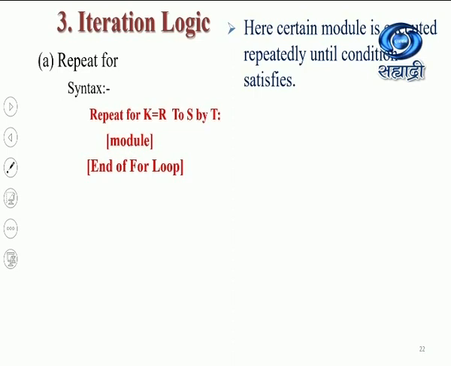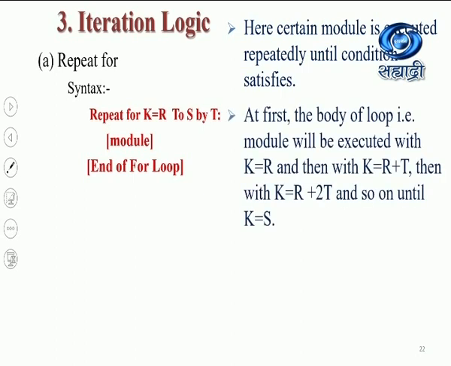So here a certain module is executed repeatedly until the condition is satisfied. Here k is equal to r is called the initialization part. Then k will be increased till the value of s. So this is the conditional part, and how much value k should be increased by is decided by that value t.